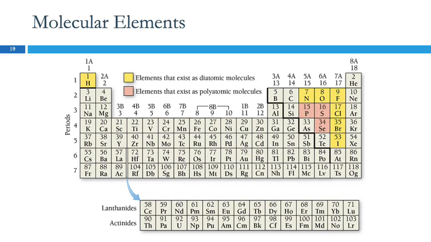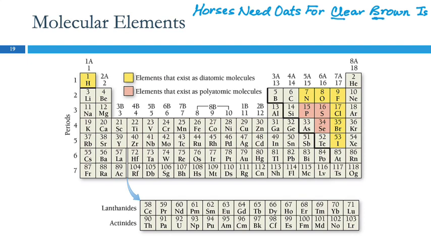So how can you remember those guys? Well, I have a couple of different methods. One is a silly sentence, or a mnemonic. Horses need oats for clear brown eyes. Everything's going along so nicely. This is Br for bromine, Cl for chlorine, F for fluorine, O for oxygen.